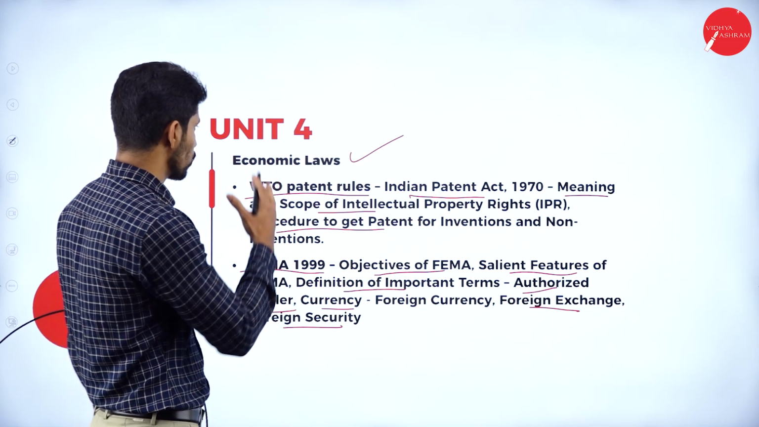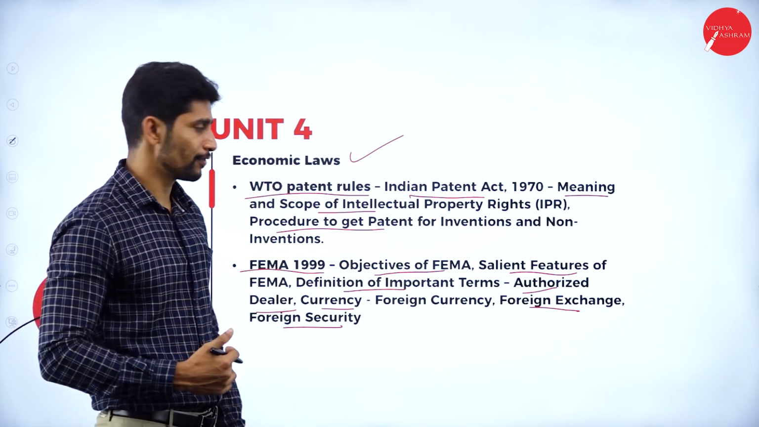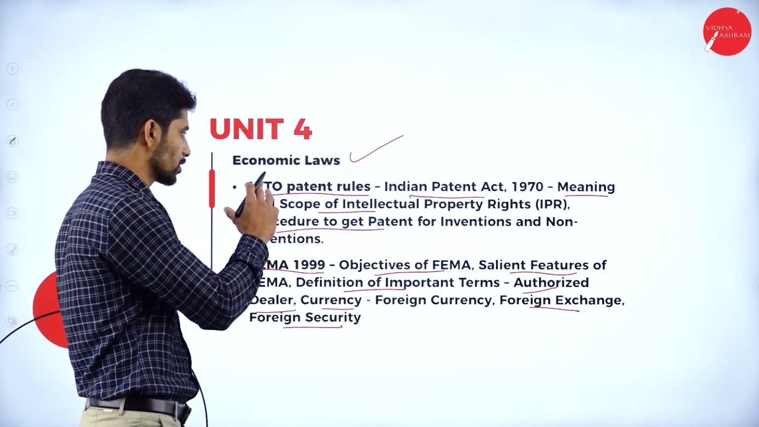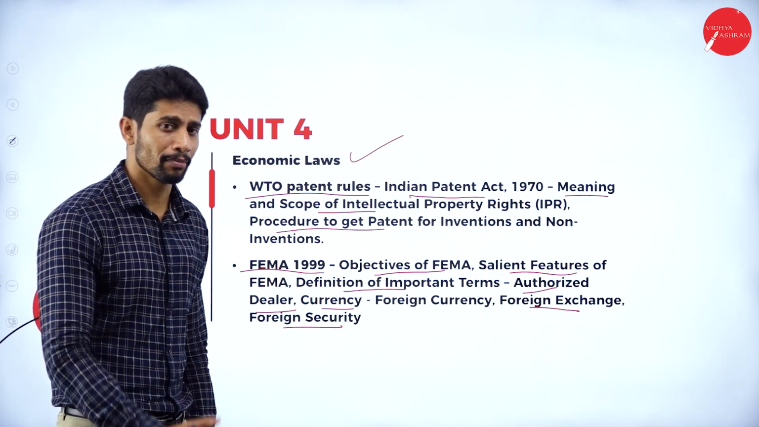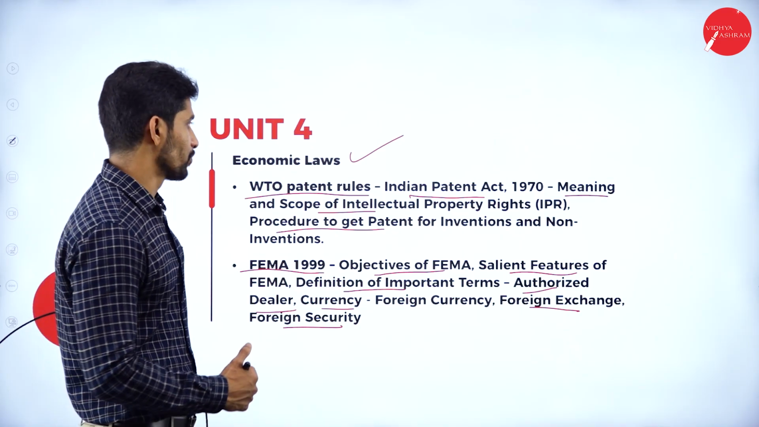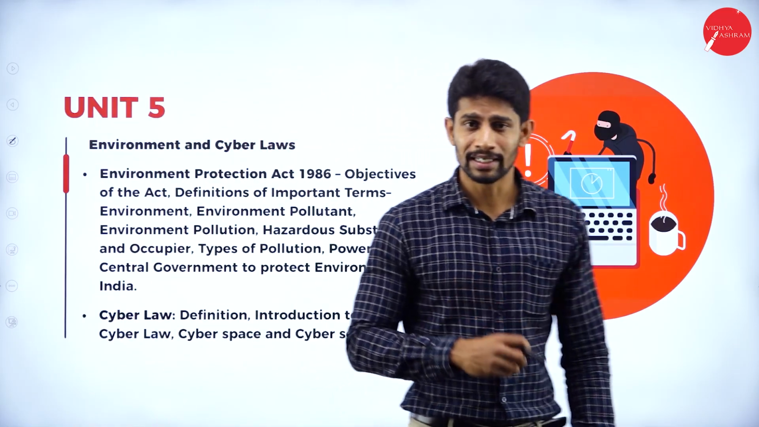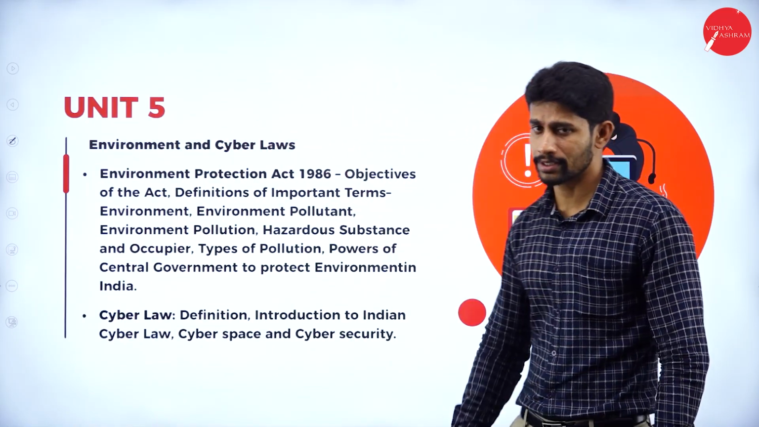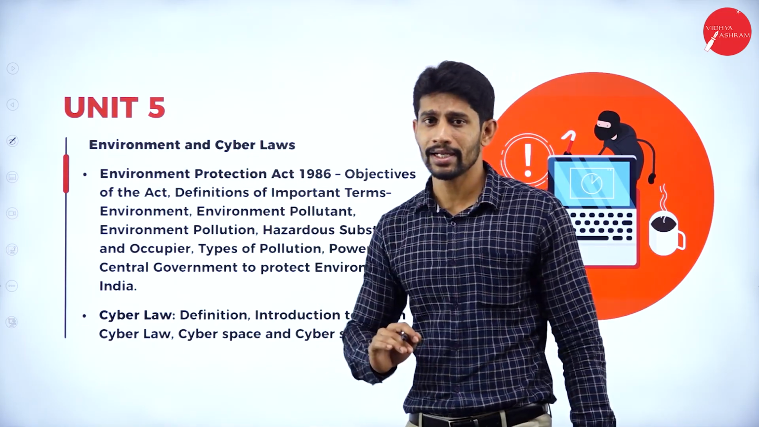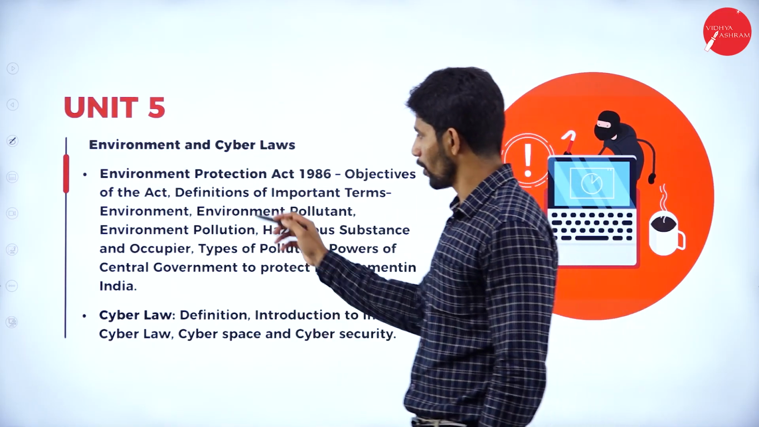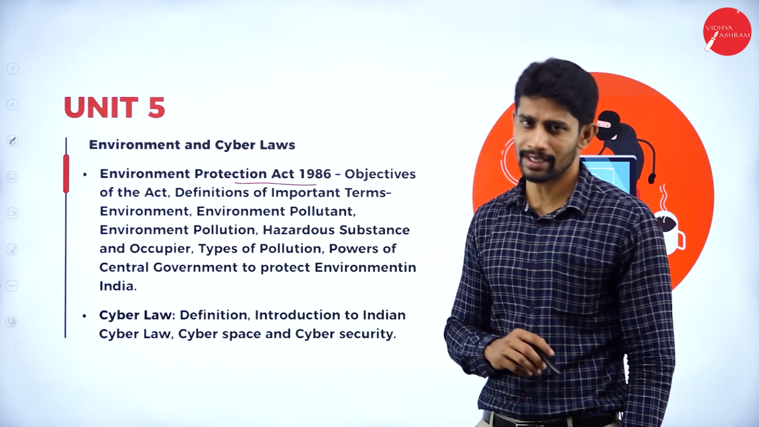So this unit, that is economic laws, deals with two topics, that is WTO patent rules and FEMA rules 1999. Next, unit number 5. Unit number 5 deals again with two topics, that is environment and cyber laws. So Environment Protection Act 1986.